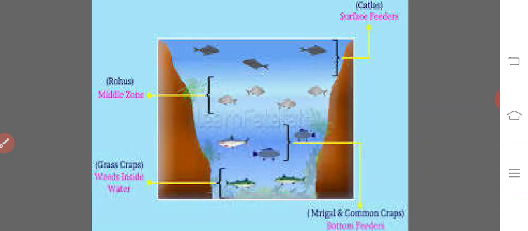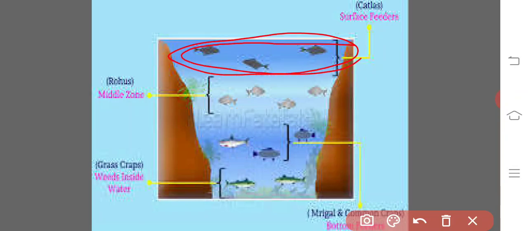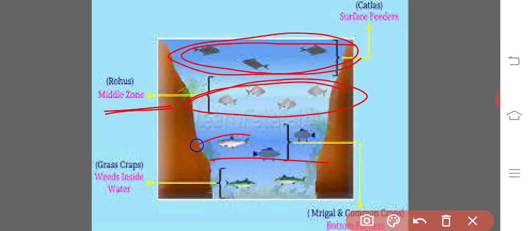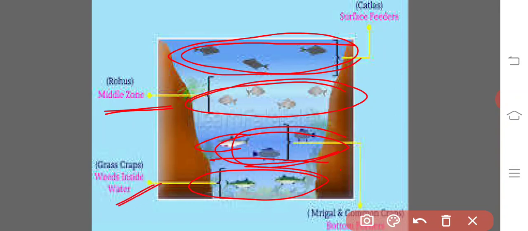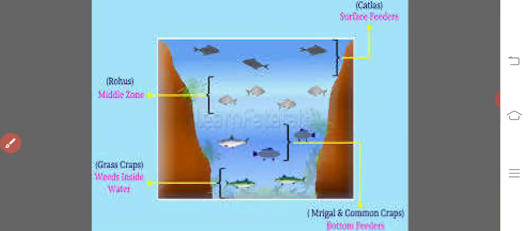If you observe here, they have different food habits. Catla catla are surface feeders. They utilize food in the form of planktons, zooplanktons, phytoplanktons, cladocerans and rotifers; they eat upon them. Rohu, Labeo rohita, feed in the middle region. If you go for the mrigal, they feed in the bottom region. Grass carp, Ctenopharyngodon idella, feed upon weeds, weed plants in the water. So they utilize the natural resources effectively. This is the plus point of polyculture or composite fish culture.